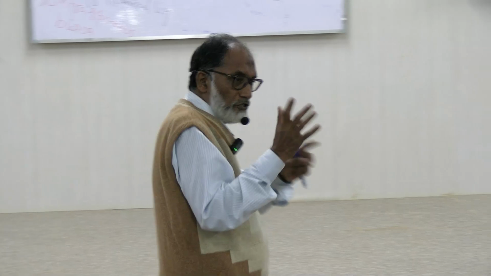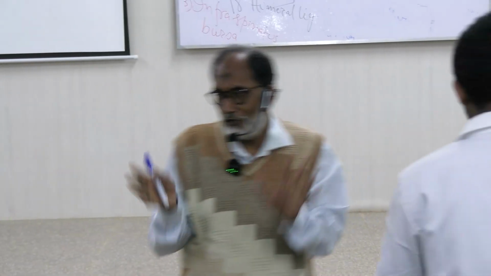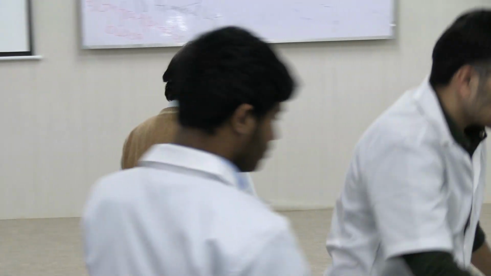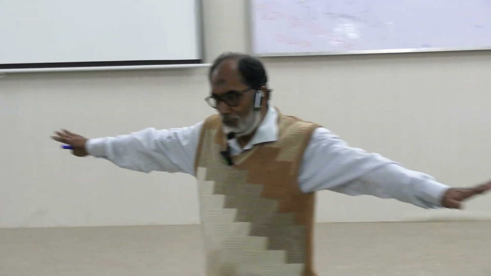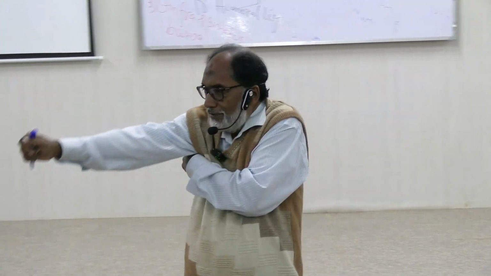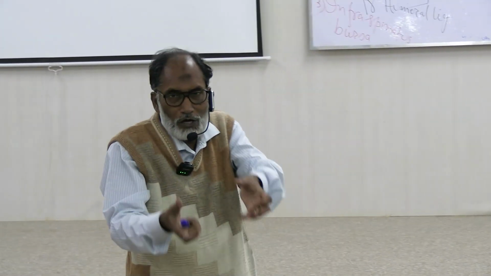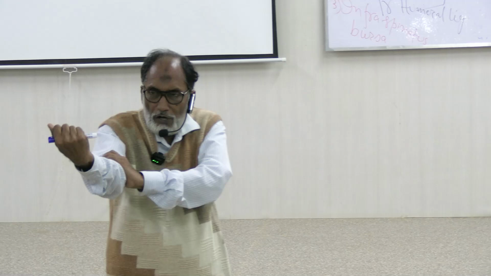There is a mechanism by which you can easily place the joint in position. First of all, what will you do? The patient should lie down in supine position. One piece of cloth you will wrap around the shoulder joint. One person will hold it, and you will flex the elbow and pull it downwards.